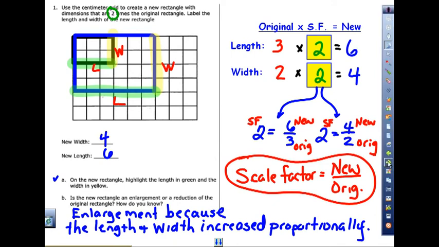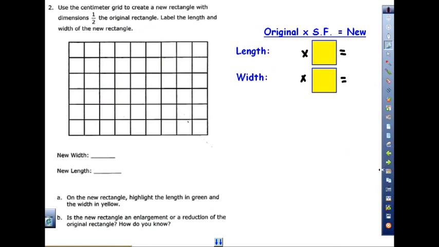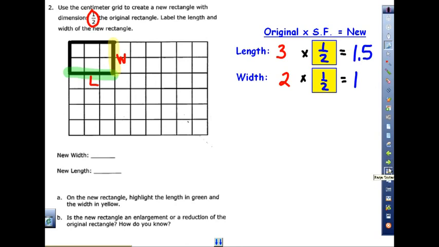Moving on to number 2. Use the centimeter grid to create a new rectangle with dimensions 1/2 the original rectangle. Label the length and the width of the new rectangle. Okay, well, my original had a length of 3 and a width of 2. They want you to draw a new one with dimensions that are half the original. What's half of 2? Yep, it's 1. What's 1/2 of 3? 1.5. Okay, draw your new rectangle. Make your width 1 and your length 1.5.